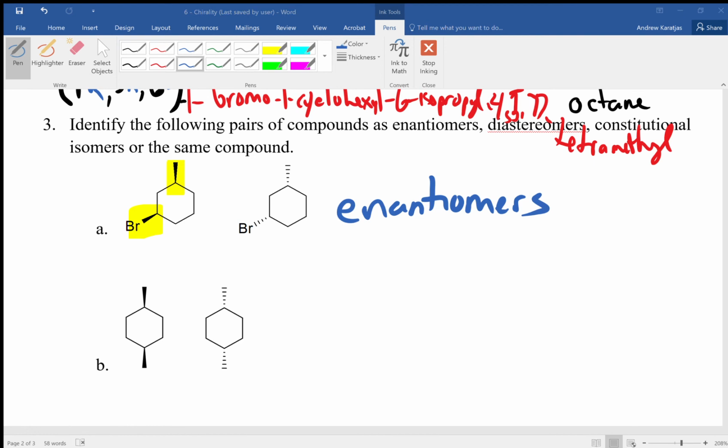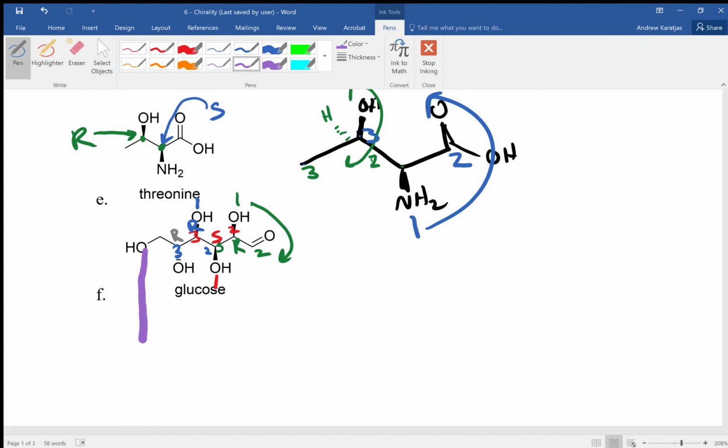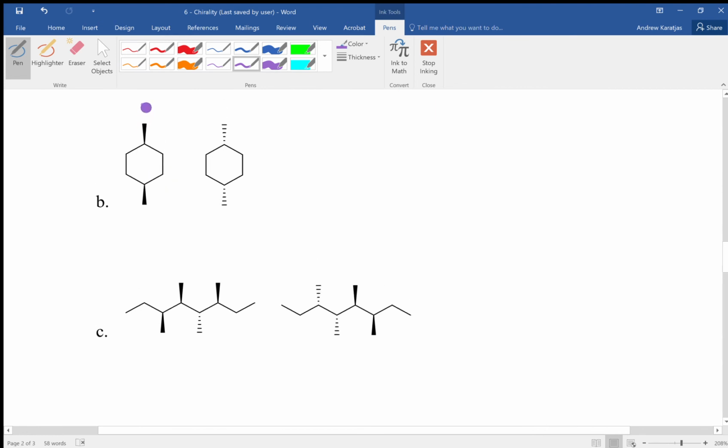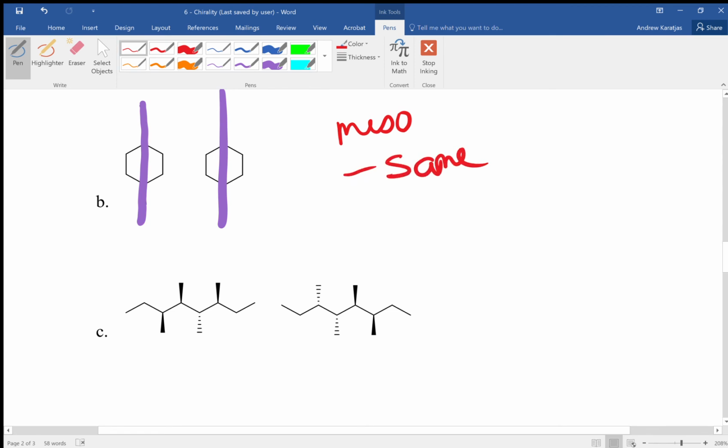Because if we look at part B, we can see that in part B, we've also inverted both stereocenters. But in part B, we have this plane of symmetry that goes right through the center of the molecule. What that means is that these are meso compounds. And if they're meso compounds, then by definition it's not chiral, and they are the same.